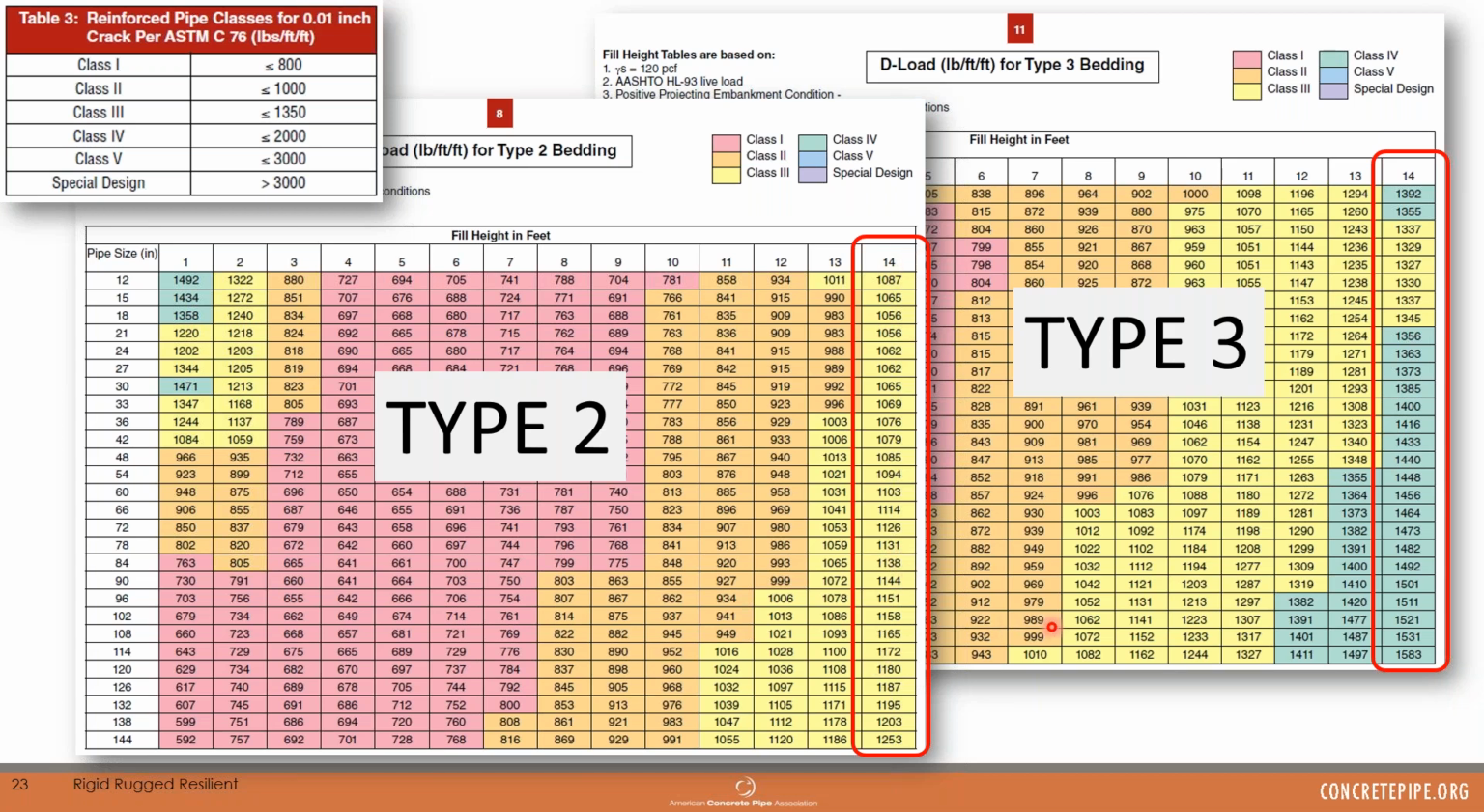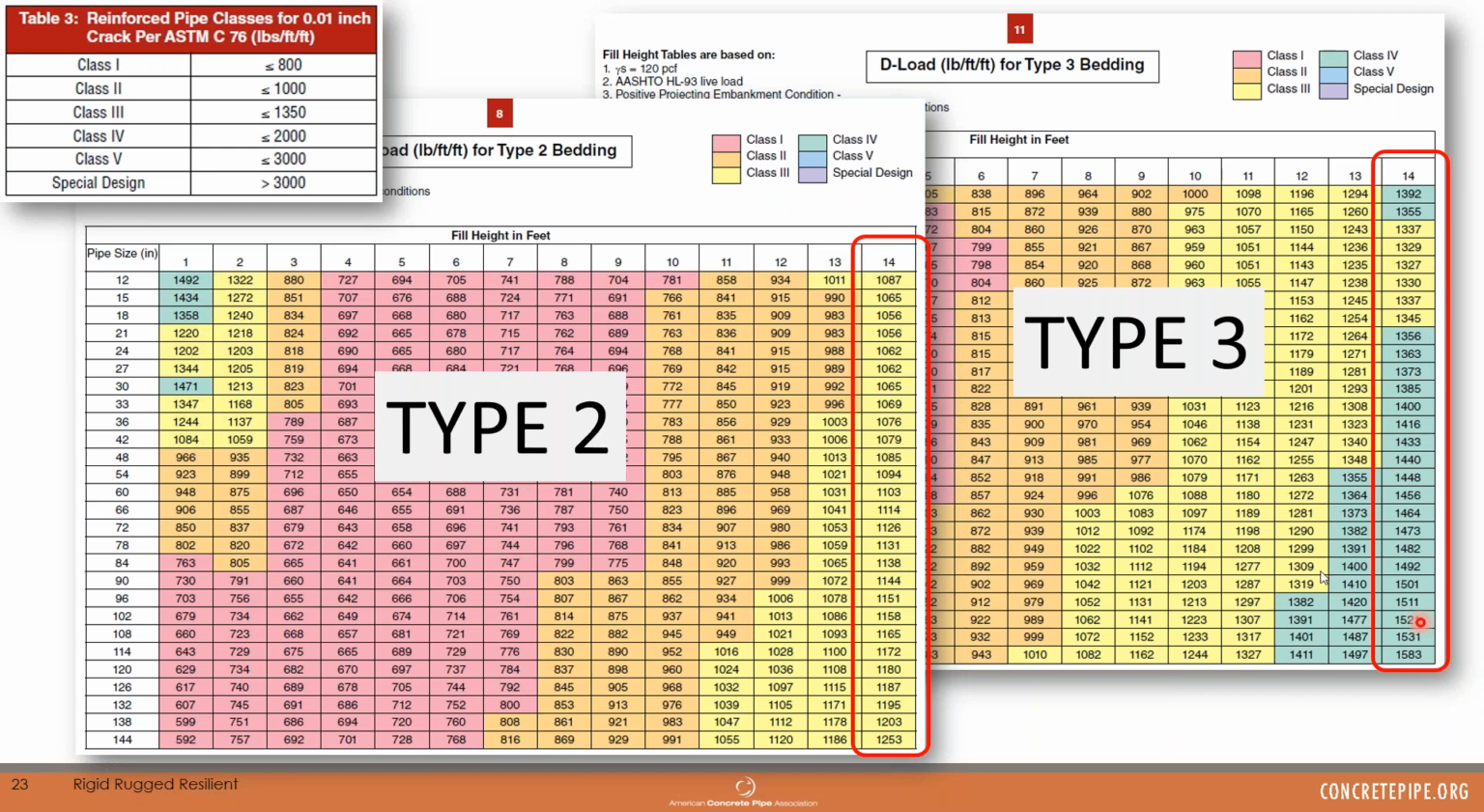Now the same pipe being used in a type 3, which is a slightly lower quality bedding, the result changes. You can see a lot of the sizes change to a class 4 pipe just from the color difference. So the values you see in the table is the actual D-load that's calculated, and then they round up to the nearest standard pipe strength. And you can see just from the colors that the majority go up one strength class.